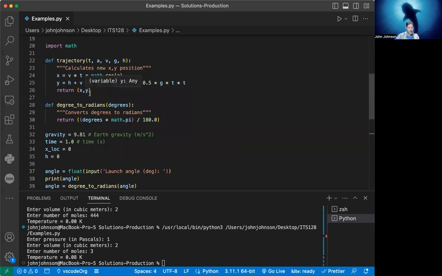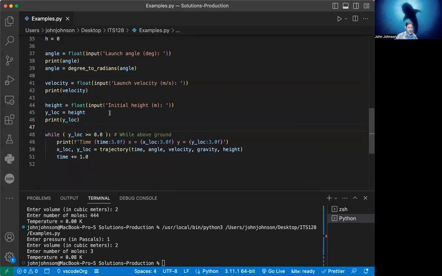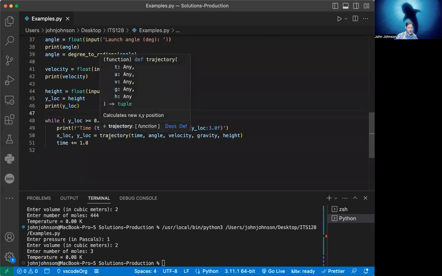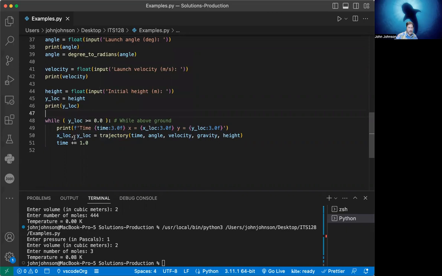Remember we said we could return two values in a tuple, a list, or other types of containers. And that's what they're doing here. So that goes back down here. And the result, it's the two pack that's getting returned. And we unpack it into X loc and Y loc here. And then we add 1 to time, and then we keep on going through this loop.